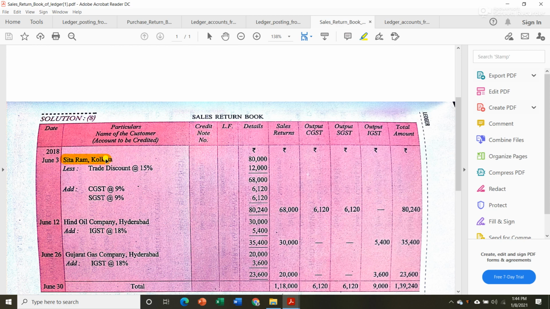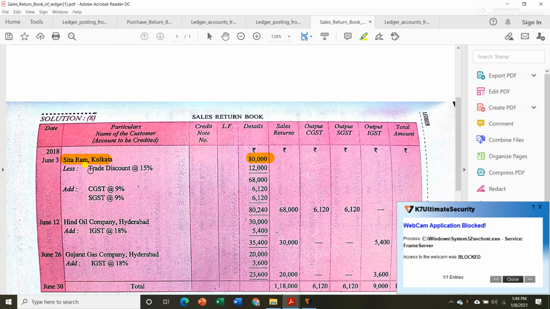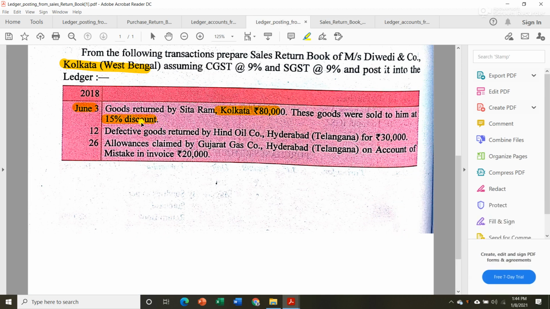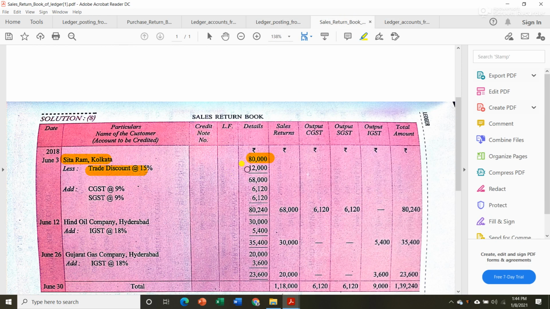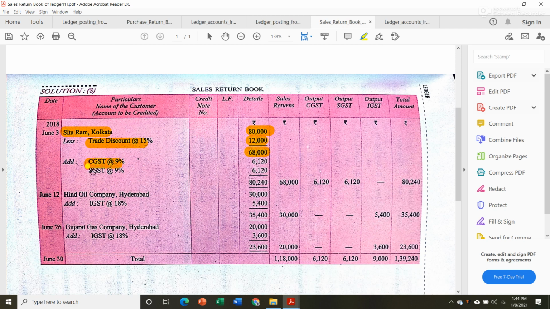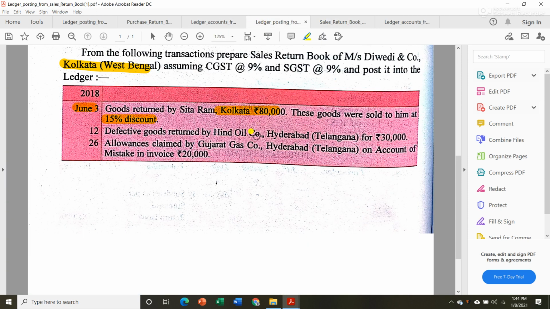Here Sitaram Kolkata 80,000. Then we have to deduct trade discount also. Since they have mentioned there was discount of 15%, so 15% is 12,000, we got 68,000. Then we have to add CGST and SGST at the rate of 9% each, so we have 80,240. Now I'm not going into details about these columns because we already know what we are supposed to write in those columns.